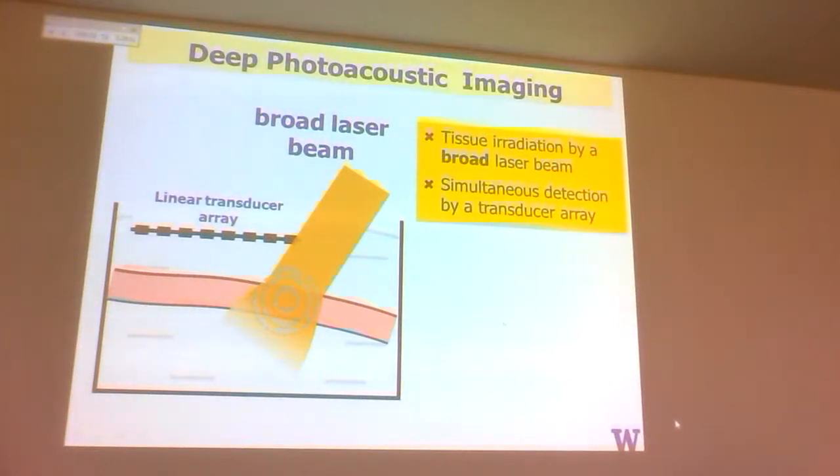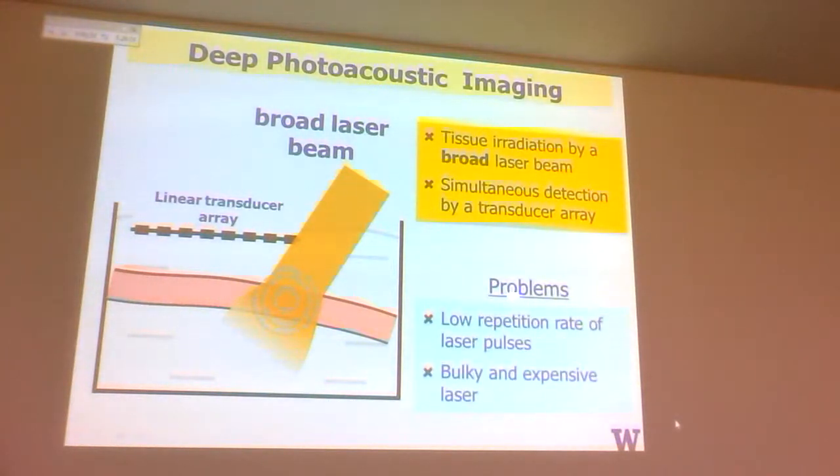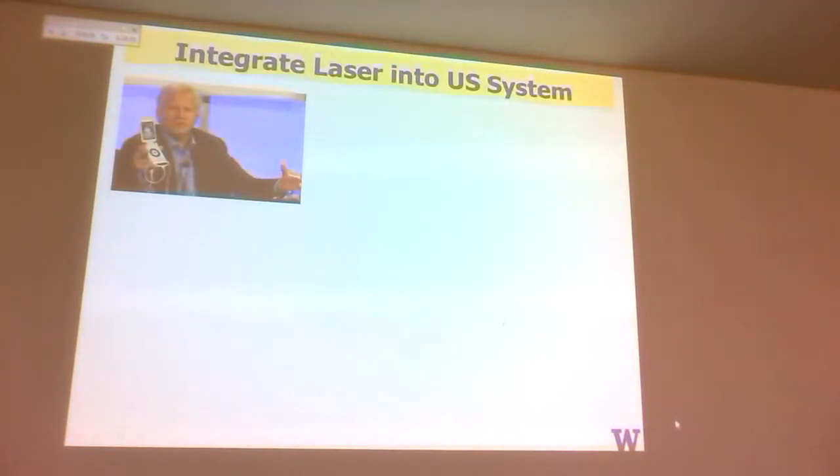Sound tastes texture, right, so I said that stuff. But the problems are that you have these low repetition rates, and it's bulky and expensive. So I've shown this picture for about the last three years.